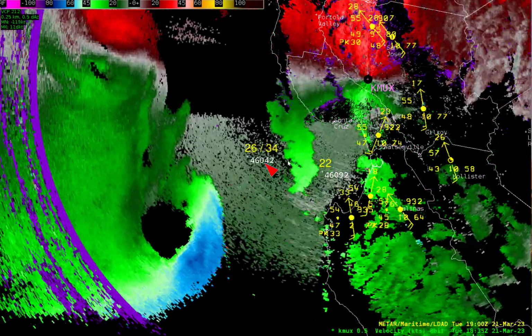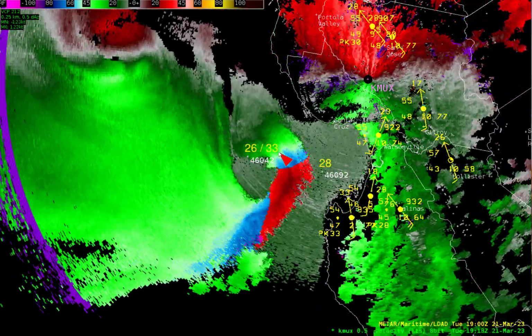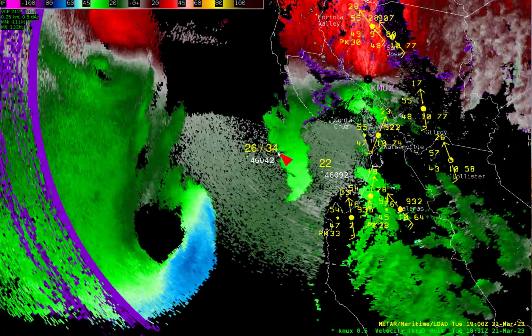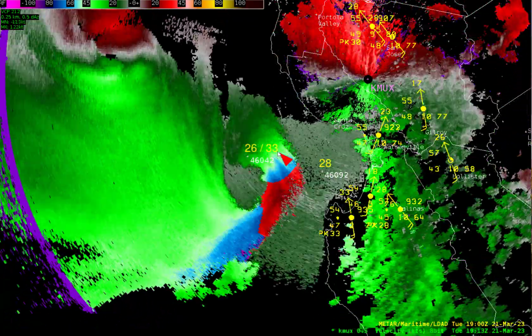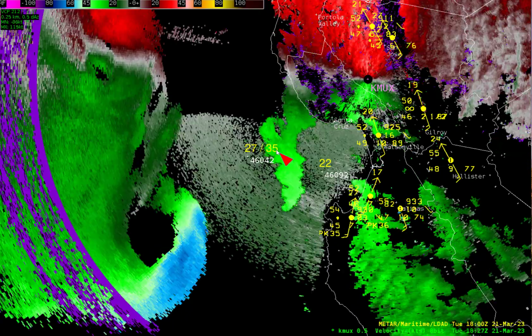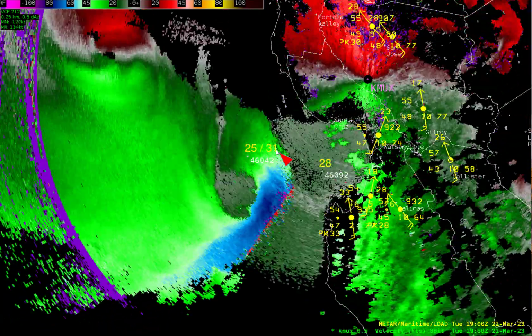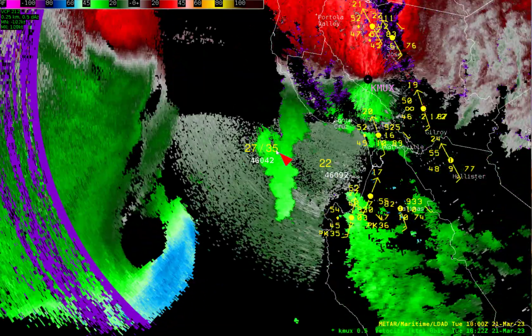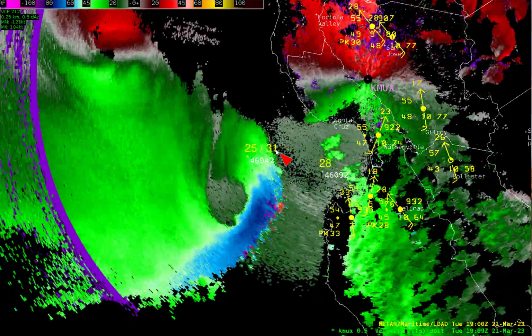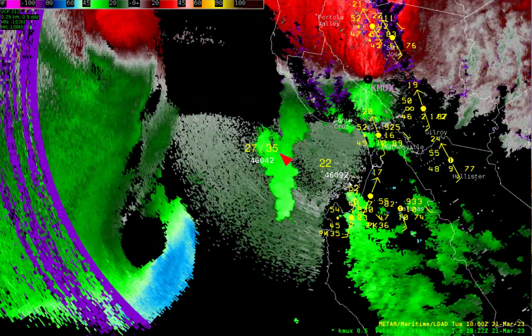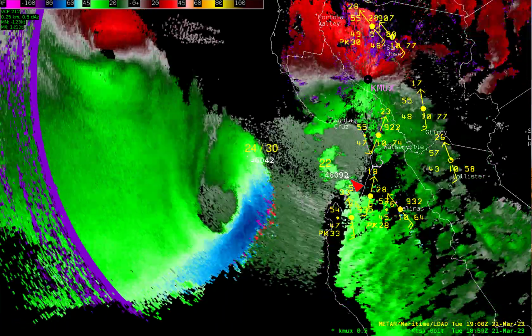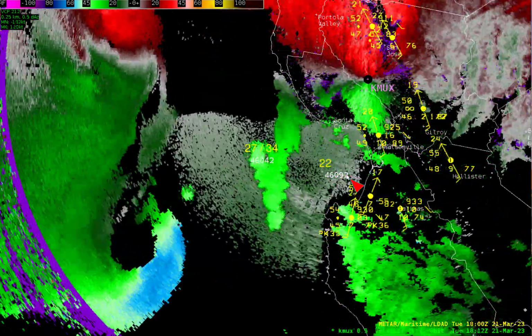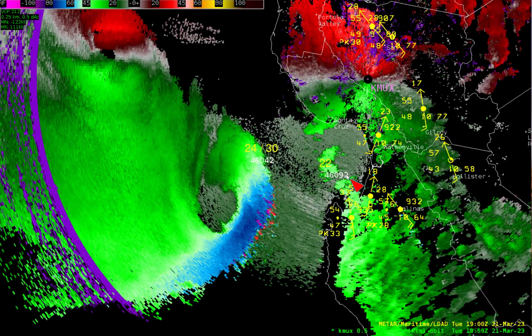Buoy 46042 reports every 10 minutes and provides sustained wind speed along with wind gust. I plotted both of these values in knots just above the buoy label. Buoy 46092 reports every hour with observations at 17 minutes past the top of the hour.